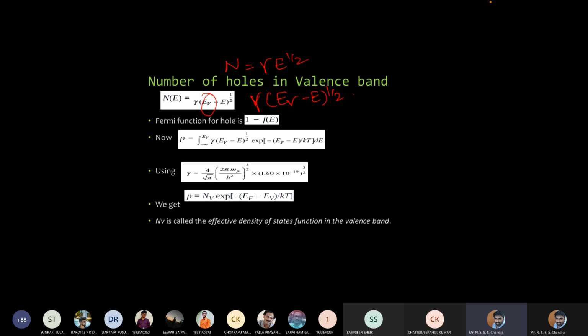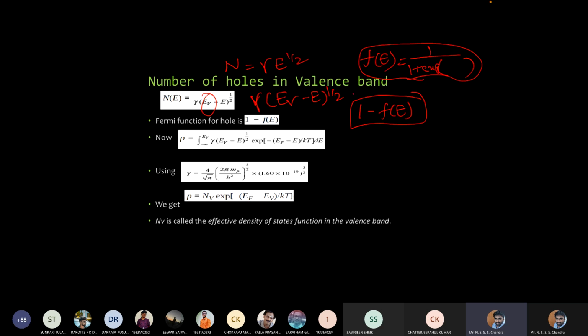The only difference between these two integrations is that for the electron, I'm writing the Fermi function F as 1 by exponential, which is the probability of finding an electron. If the probability of finding an electron is f(E), then the probability of finding a hole will be 1 minus f(E), because these are two mutually exclusive events. If an electron is there, the hole is not existing. So when an electron is not present, then only the hole comes into the picture.